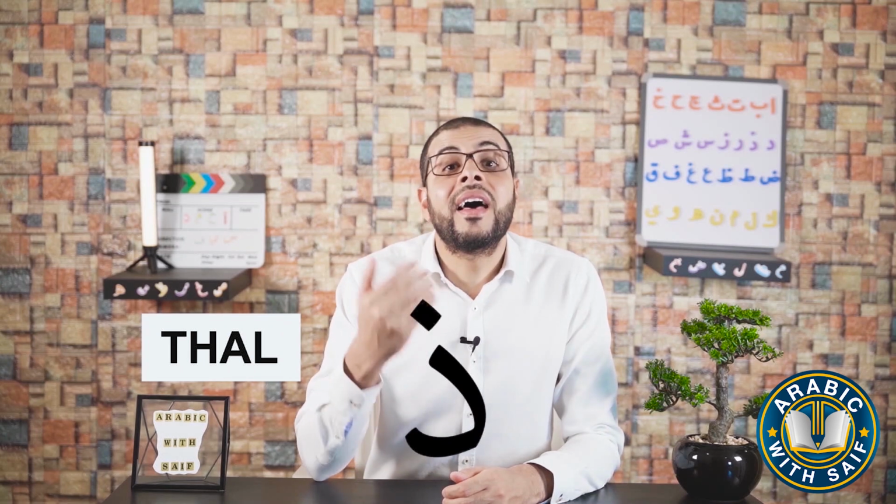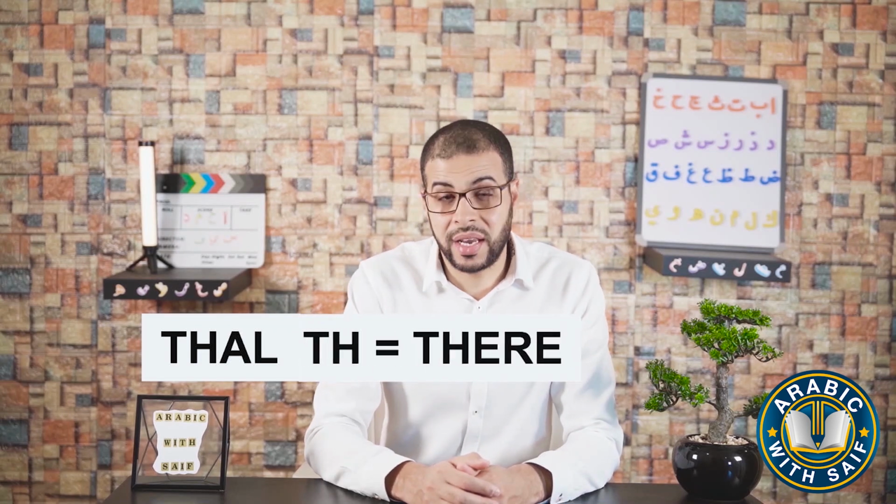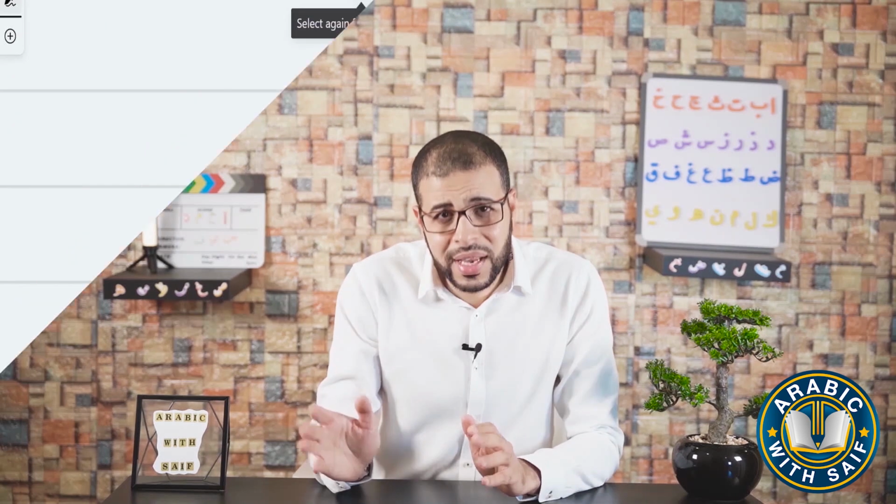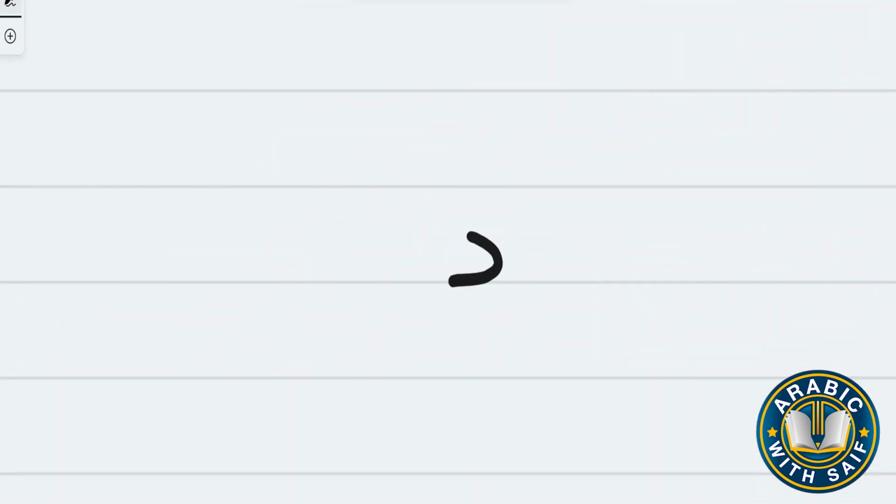The second letter, number 9 in the Arabic alphabet, is letter Thal. It's the same pronunciation as TH in the English word there. Let's see first how to write it. It looks like the previous letter. The only difference between Dal and Thal is the dot that comes on top of the letter. Repeat after me. Thal. Thal.